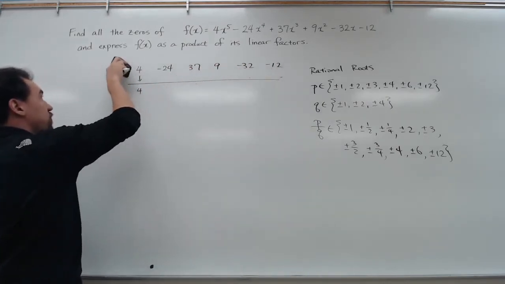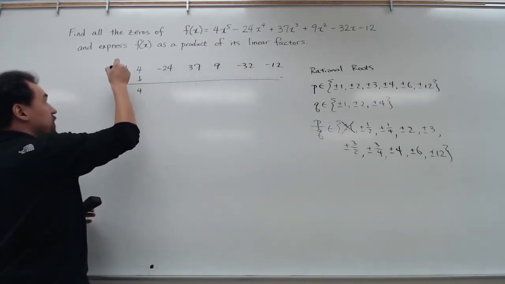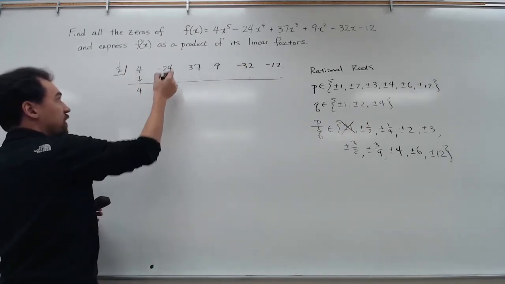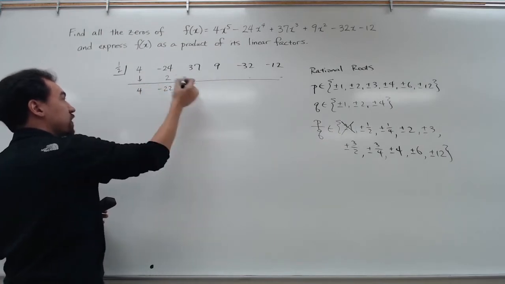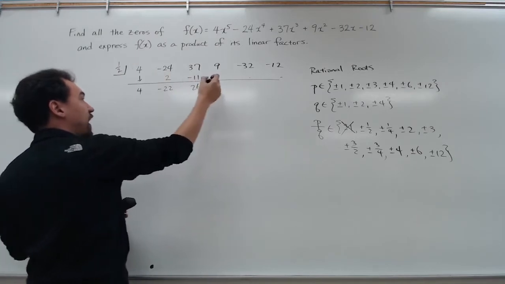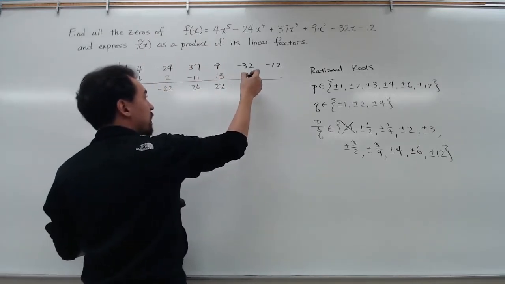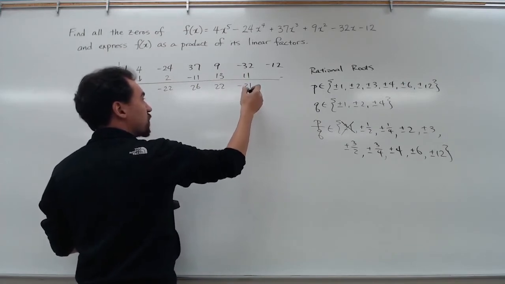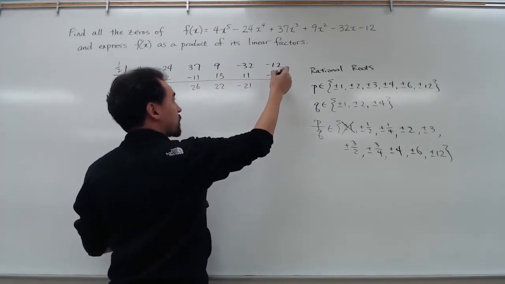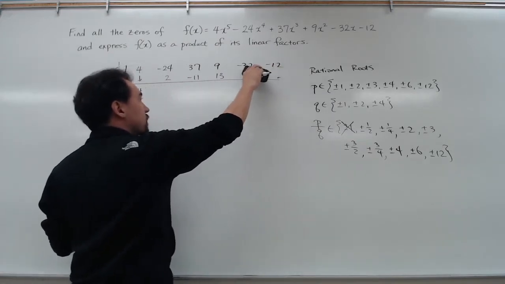The next number I'm going to try is going to be 1/2. So I'll cross these out and go to 1/2. So 4 times 1/2, and that gets negative 22. Negative 22 times 1/2, negative 11. That gets me 26 times 1/2 is 13. It gets me 22 times 1/2 is 11. Now that is negative 21, which unfortunately gets me negative 21 over 2. And that does not add up to 0.